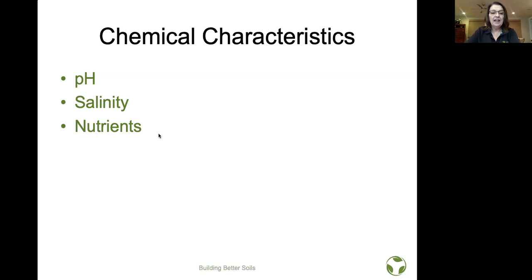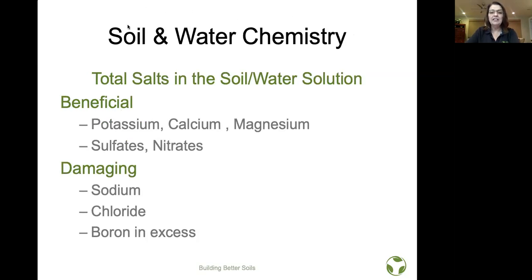And a lot of this is related to the soil chemistry, soil and water chemistry. So I mentioned earlier that the salts in our water, some of them are good and some of them are bad. So there's the beneficial ones, which are potassium, calcium, and magnesium. And those are cations. So those are the ones that are attracted to the clay in our soil. And then the sulfates and the nitrates, which aren't, but they move through the soil profile with the waterfront.